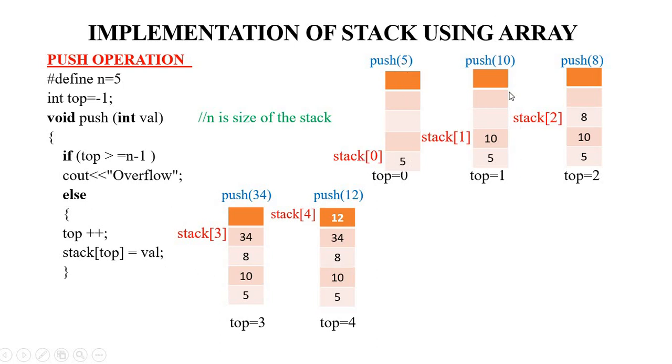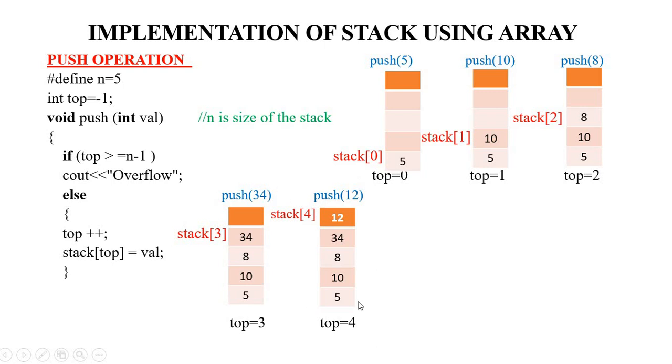So again, if I'm calling the push, what happens? First again, I'll check for the overflow condition. Now the top value is 0. I'll check whether 0 is greater than or equal to 4. No, the condition is false, so I'll enter into the else part. I'll increment the top value to be 1, and into stack of 1 I'll insert the value.